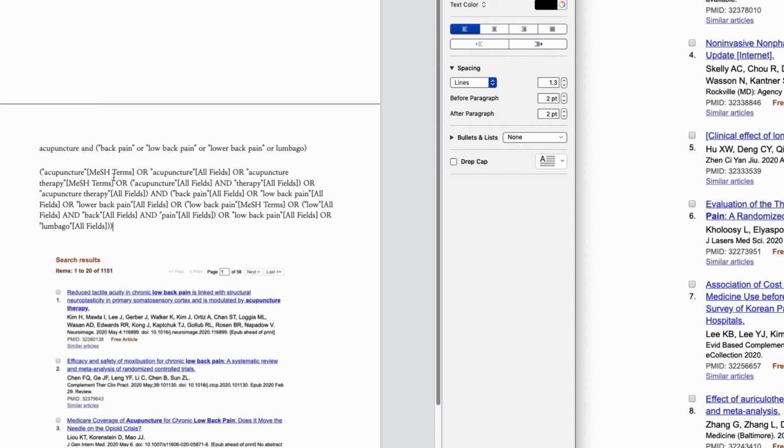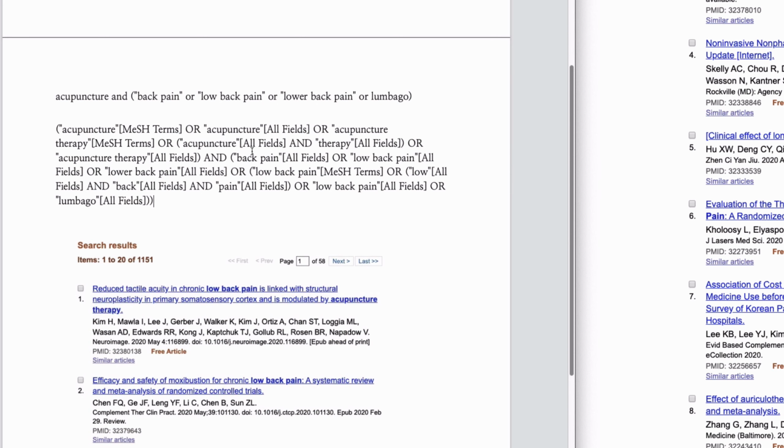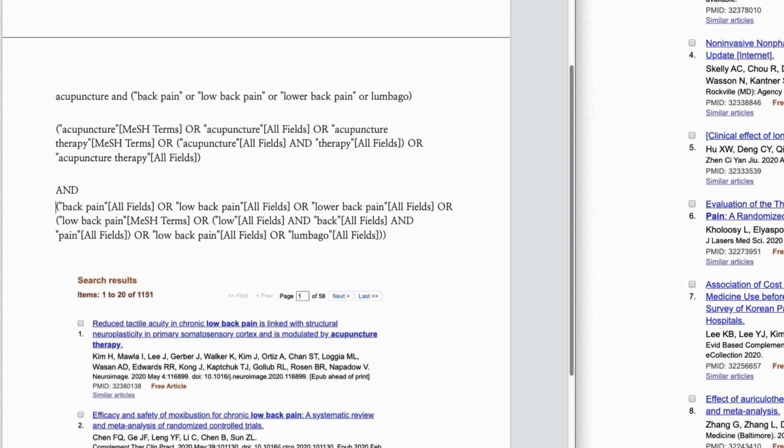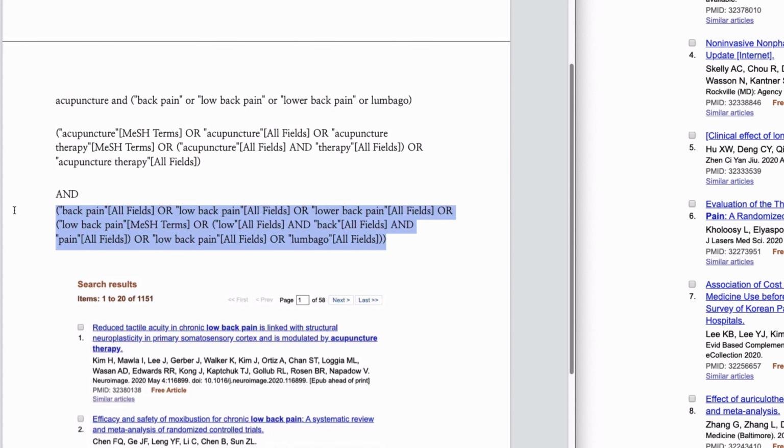So acupuncture MeSH, acupuncture therapy is the same. And here is the and we used. And back pain or low back pain, as we typed. So they didn't use the MeSH term here. So they just found what we actually found. The only difference is low back pain belongs to MeSH term, so they use the MeSH term here. So how they process our queries is not that intuitive.